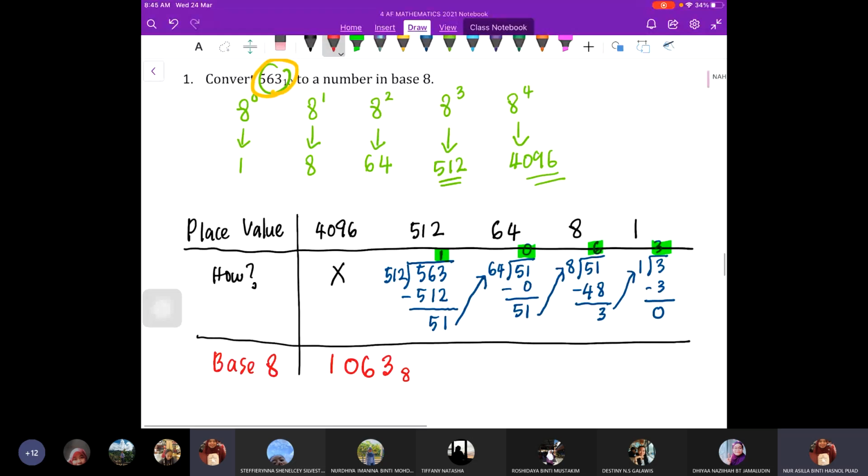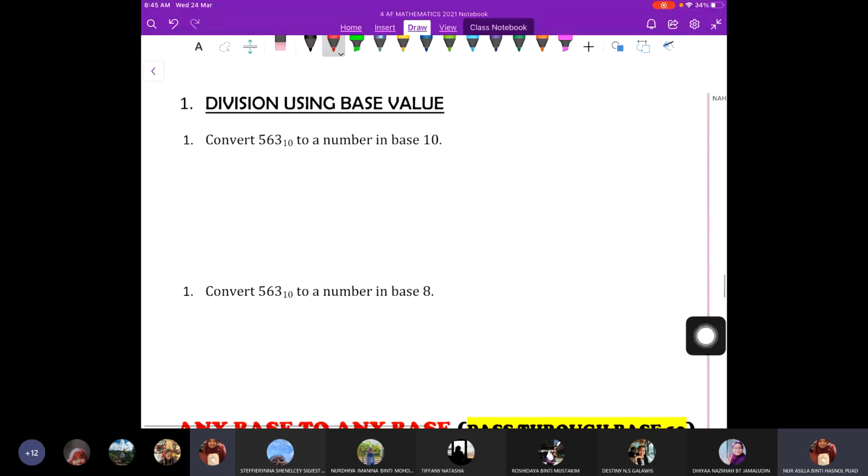Ada soalan tak so far? Kalau tersalah ke kat mana ke, you don't understand mana datang nombor tu, nothing eh? Okay, tak masalah. Okay, now kita akan pergi kepada the second method.